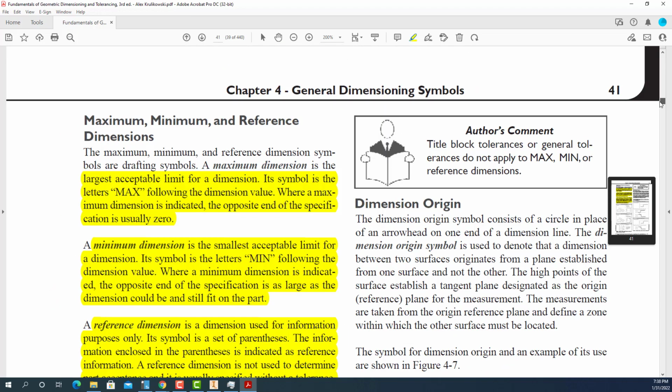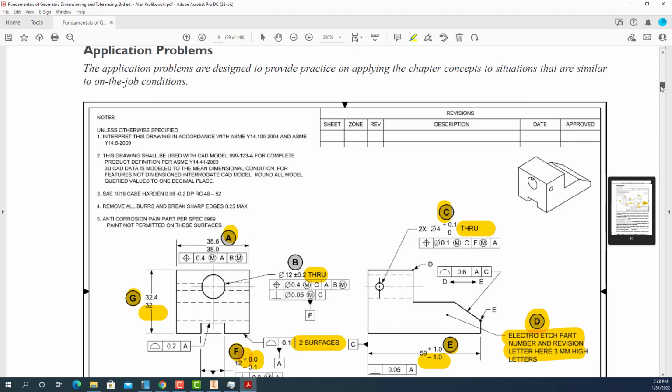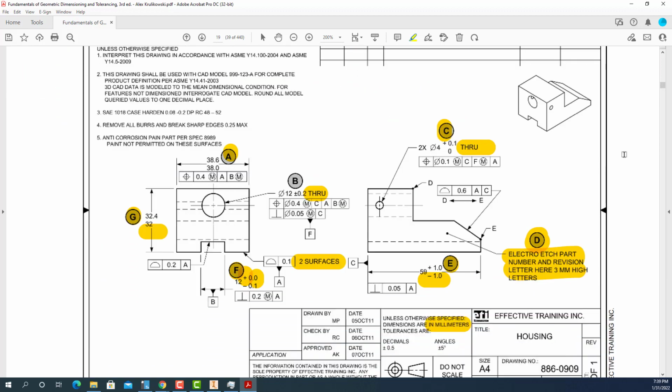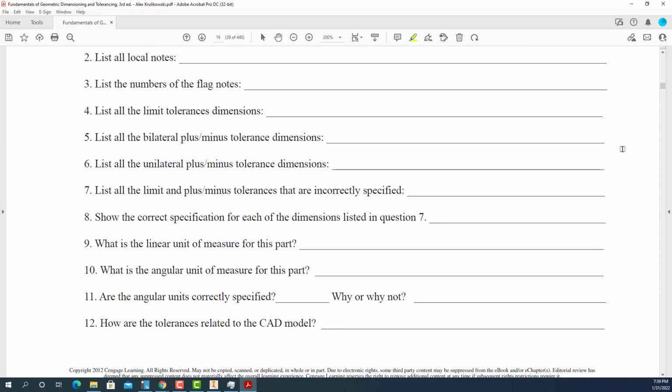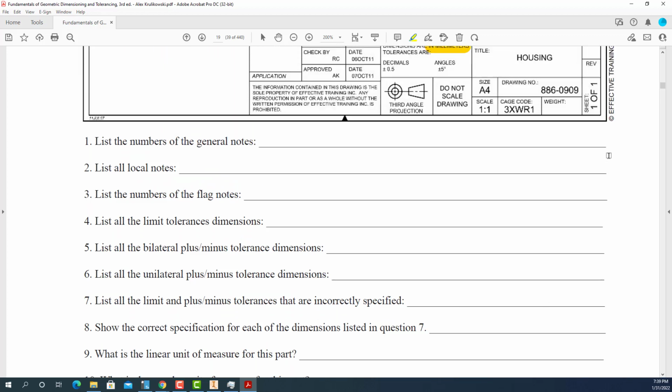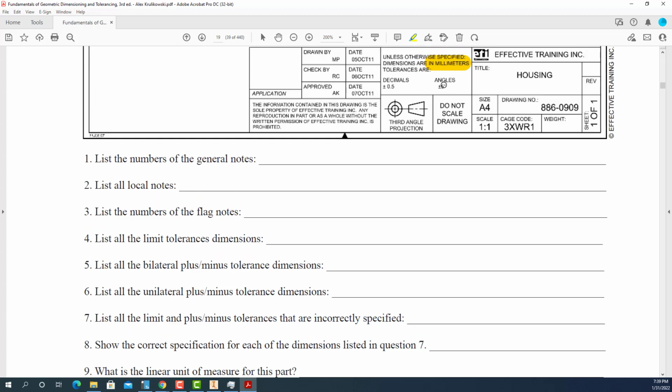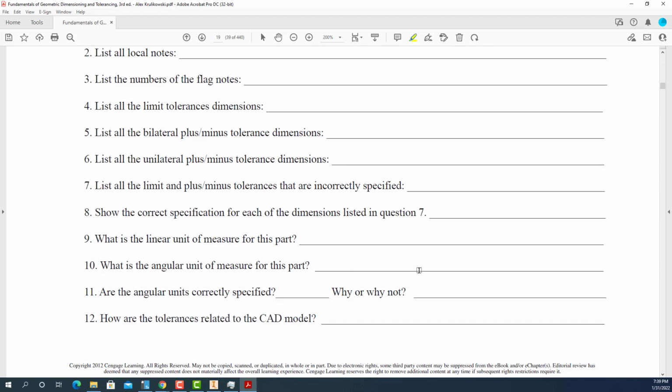Let me see if I can get back to my same spot. I really messed that up. Okay, let me get down here again. Sorry, to make you guys dizzy. Did we skip the angular unit of measure for that question? Yeah, we did. So what is the angular unit? Is it degrees? It is degrees. So we'll look in the tolerance block for that, and it says angles right there. We don't use degrees, minutes, and seconds because that's extremely precise.